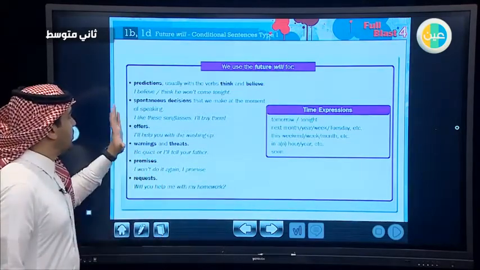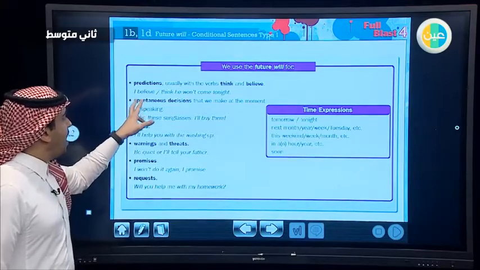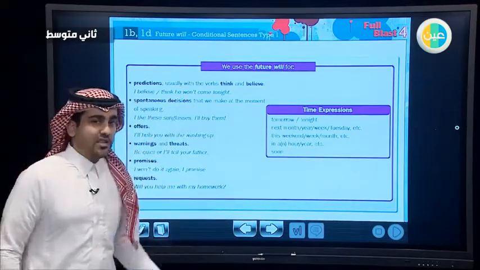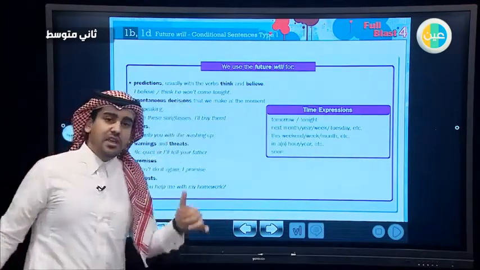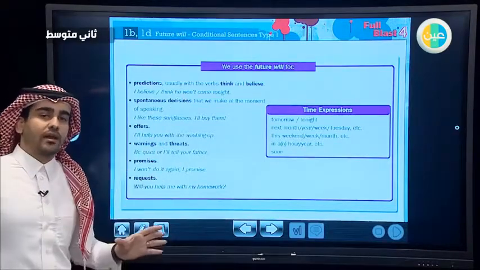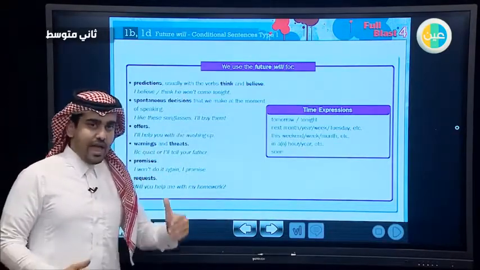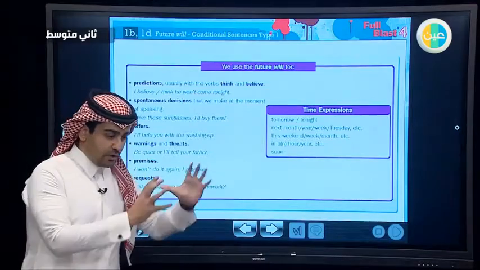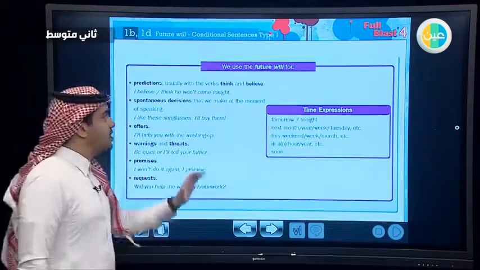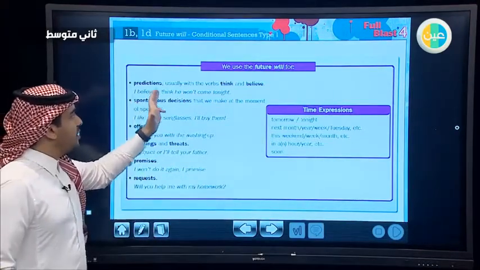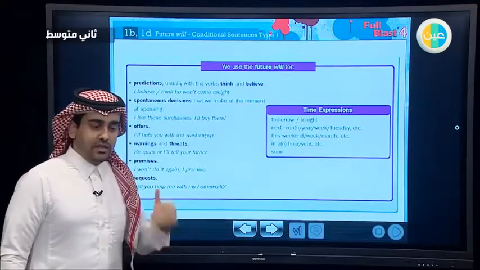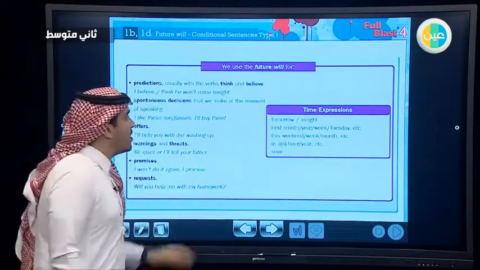Okay, so here we have this example. I believe he won't come tonight. So won't is the negative form of will. Okay, so we have will and we have will not, or in the short form won't. Okay, so I believe he won't come tonight. Okay, so that's in the future. So this is the first use.